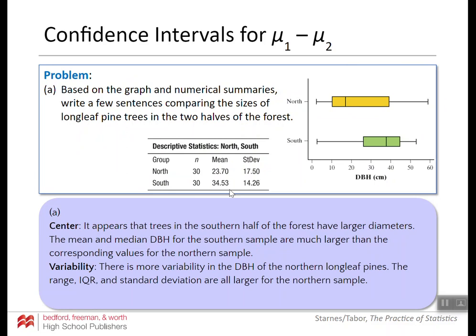Variability. There's more variability of DBH in the northern longleaf pines. The range, IQR, and standard deviation are all larger for the northern sample. Range, you look at the length of the whiskers from minimum to maximum. IQR is the length of the box, and standard deviation is given here in our table.